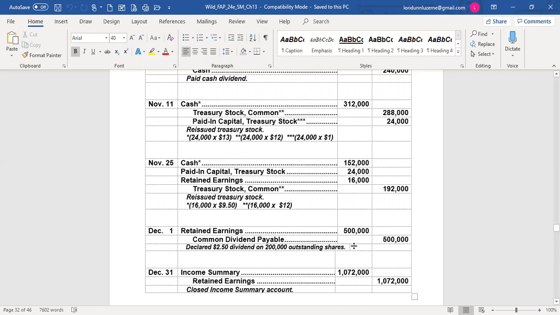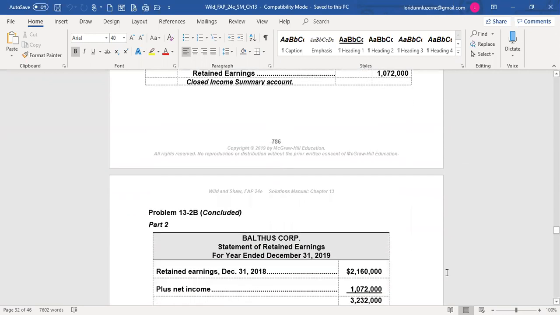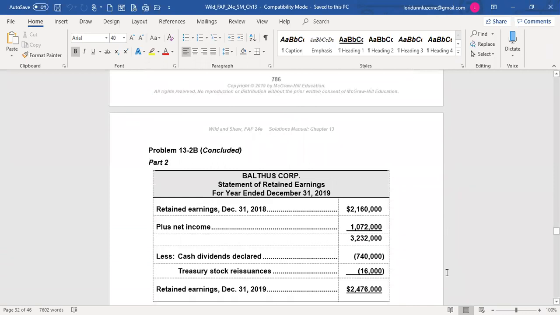$2,476,000 is the balance of retained earnings. Now, what's the big deal about that? Well, they ask us in steps 2 and 3 to first prepare a statement of retained earnings. Now, I didn't show you that in the lecture, but let's take a look at it now. A statement of retained earnings only focuses on how retained earnings, just retained earnings, changed during the year.